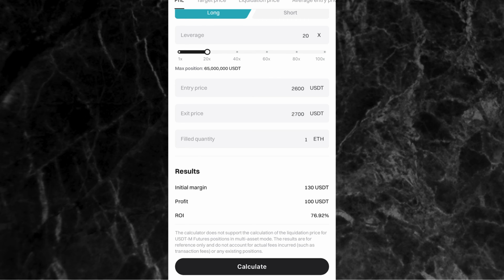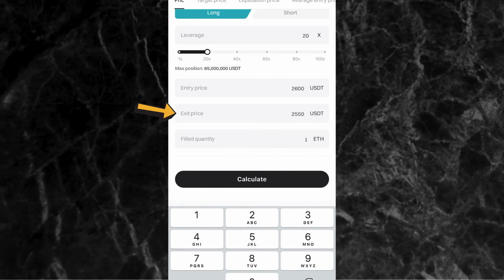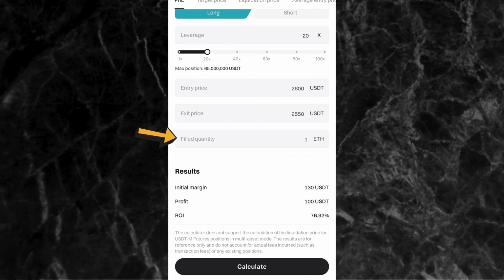Now that you have seen the profit you can make if you enter this trade, let's see the kind of loss you can make. So let's say, for example, you enter at 2,600 and your stop loss is 2,550. Once you put it right there, let's leave the ETH as 1. Just click on calculate at the bottom side of the screen. If you click on calculate, you see that your loss will be $50. So that means you'll be losing $50, and that's about 38% loss.